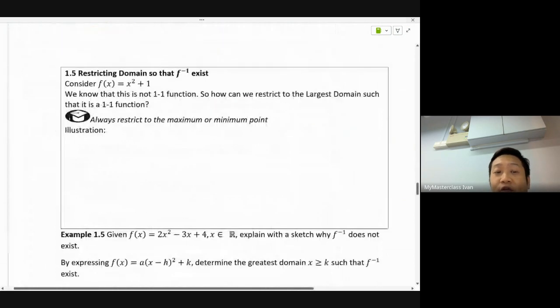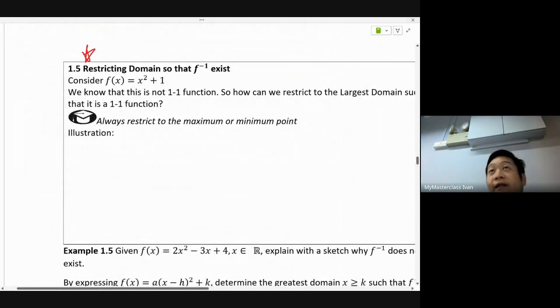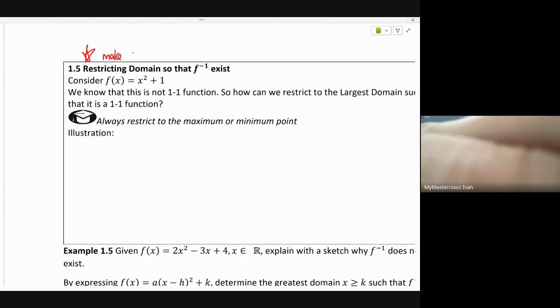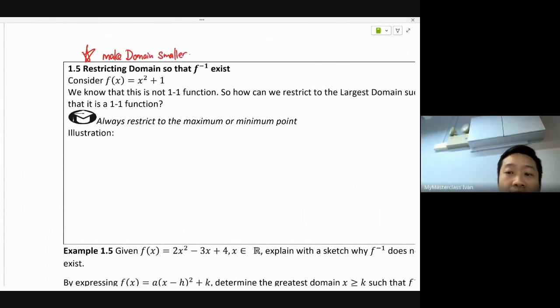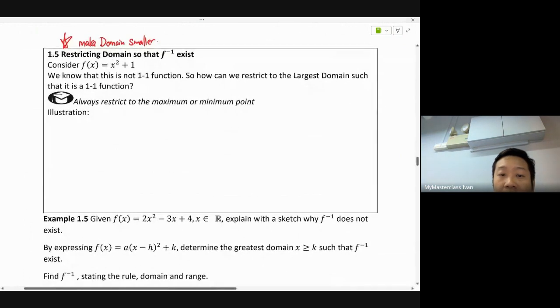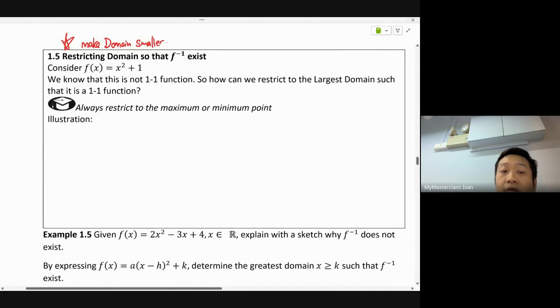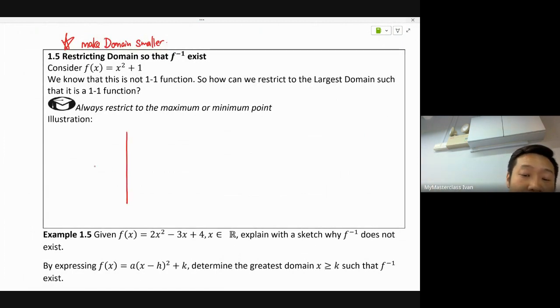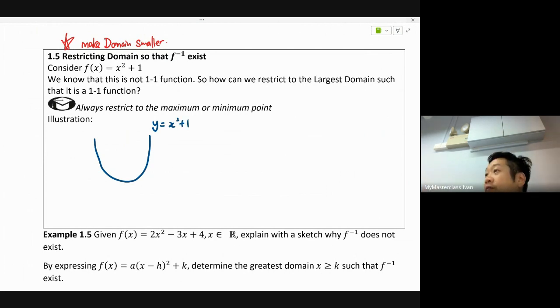Now, restricting domain. Super important word. In layman terms, it means to make the domain smaller. Take y equals x squared plus 1. Look here, I purposely don't draw the axis. Is this one-one function? No, this is not one-one. The minimum point here is (0, 1). The restriction of domain is what?